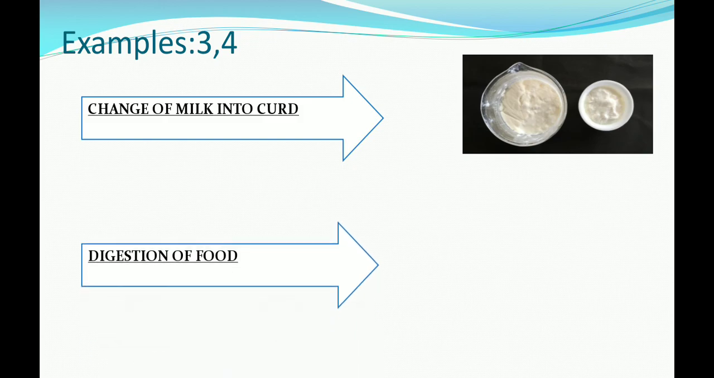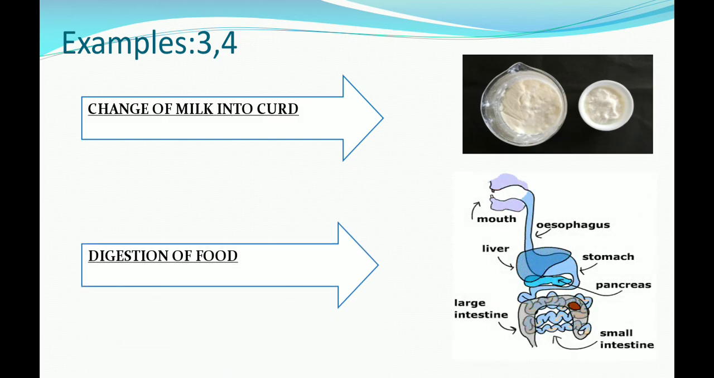The next example of chemical change is digestion of food. Digestion of food is a chemical change because with the help of enzymes, they break down the large food particles into smaller and digestible food particles which are absorbed in different parts of the body with the help of these enzymes. So digestion is a chemical change.